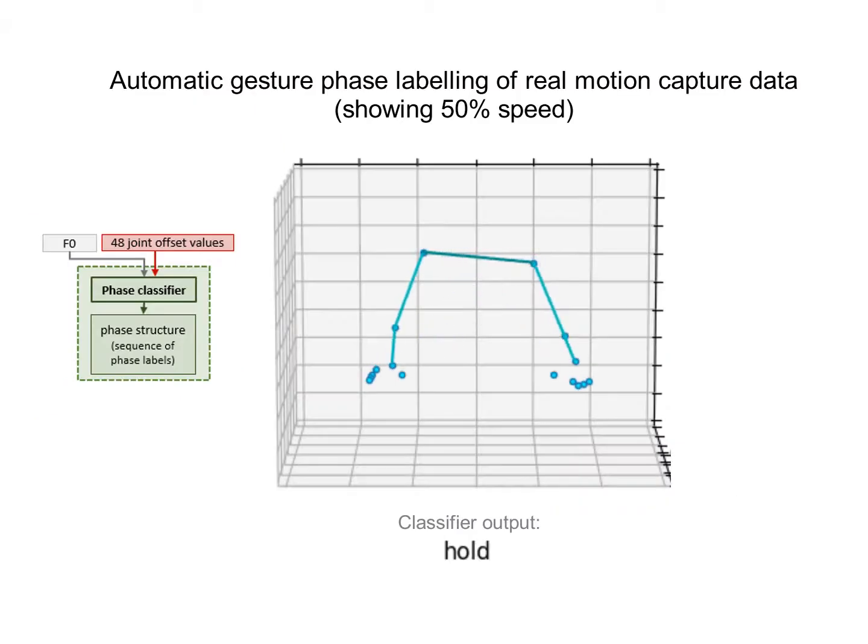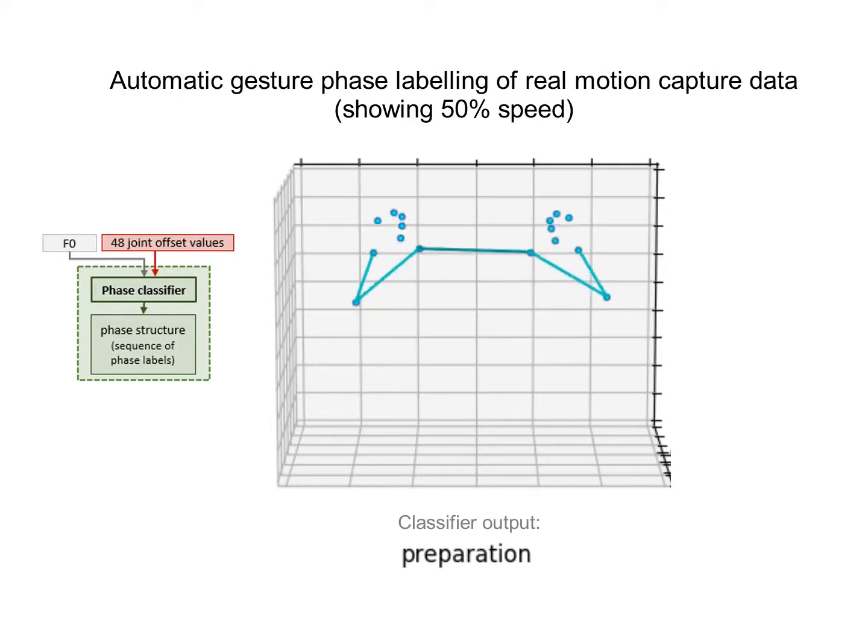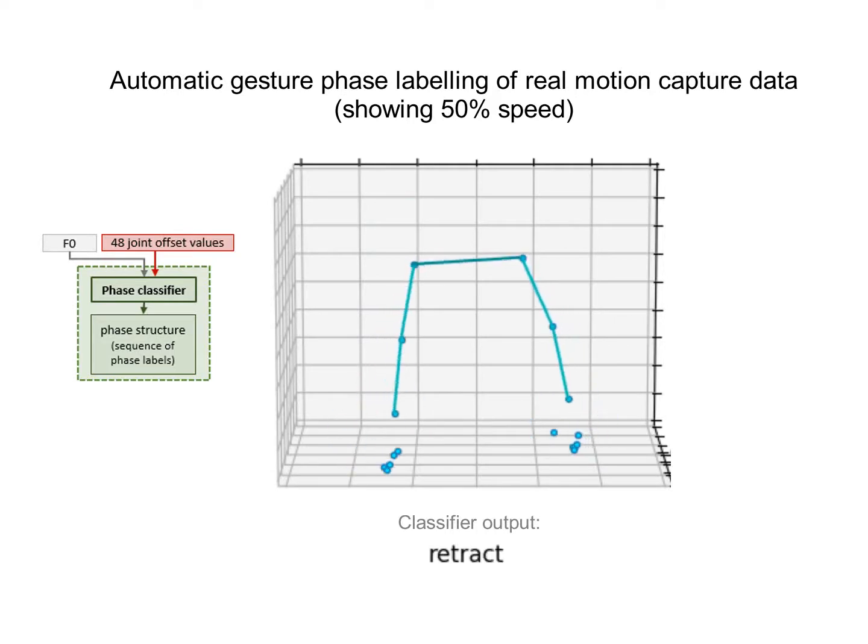We train a neural network to detect gesture phases automatically from input motion and the speech pitch. With this automatic detection of gesture phases, we can determine the phase structure of any new motion with some confidence. By determining the phase structure of our generated motion, we can enforce more realistic gesture dynamics resembling true gesture behavior.